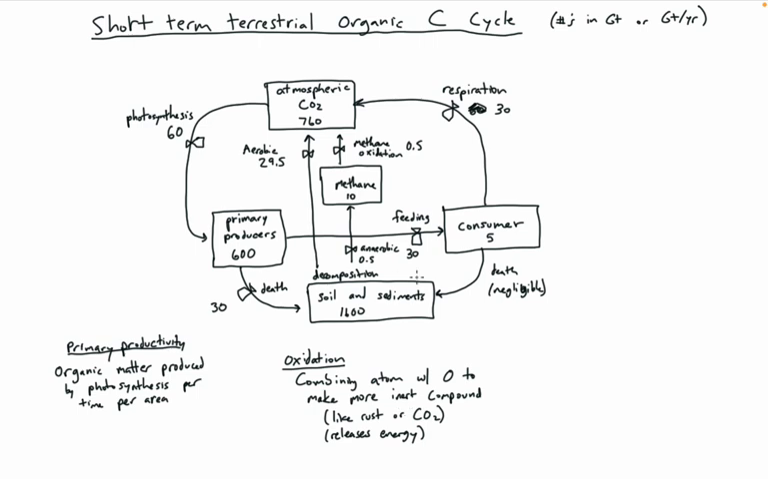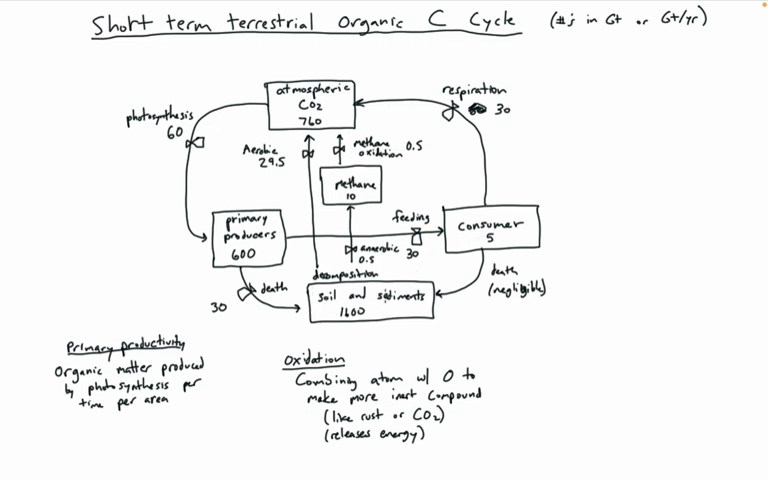Okay, so I think if you inspect this diagram, you see that it balances now. We have soil and sediment. We have 30 coming in. We have 30 coming out. The 30, we split the primary producers in half. Half of them getting eaten. Half of it per year ending up in the soil or sediments.